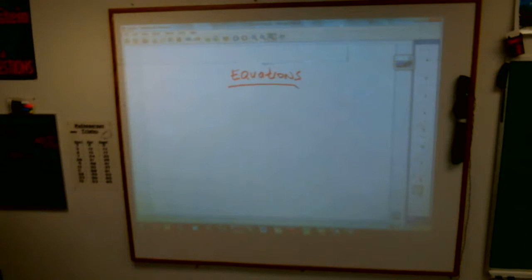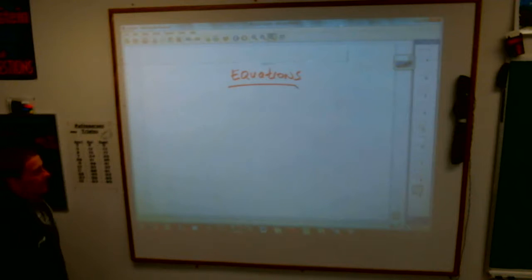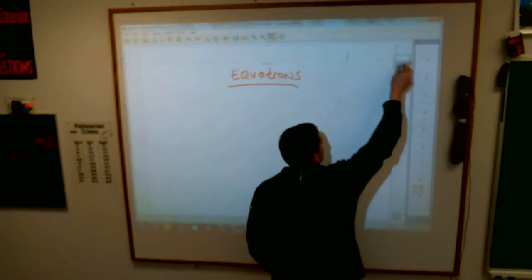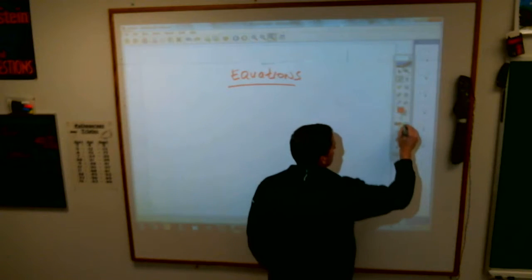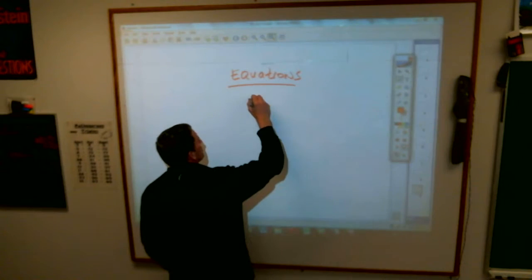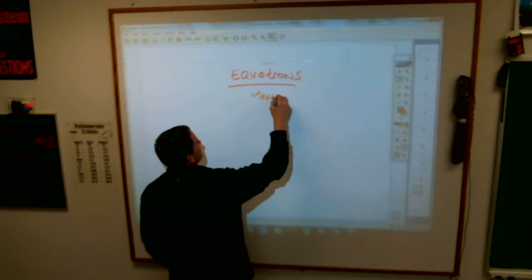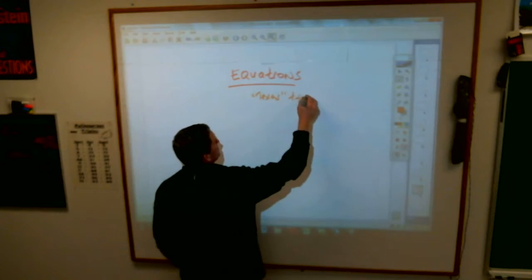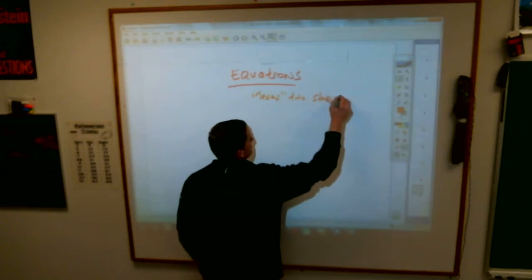Solving equations. Not just equations, mind you, but equations that are called the Texas two-step equations. Texas, good old Texas two-step equations.